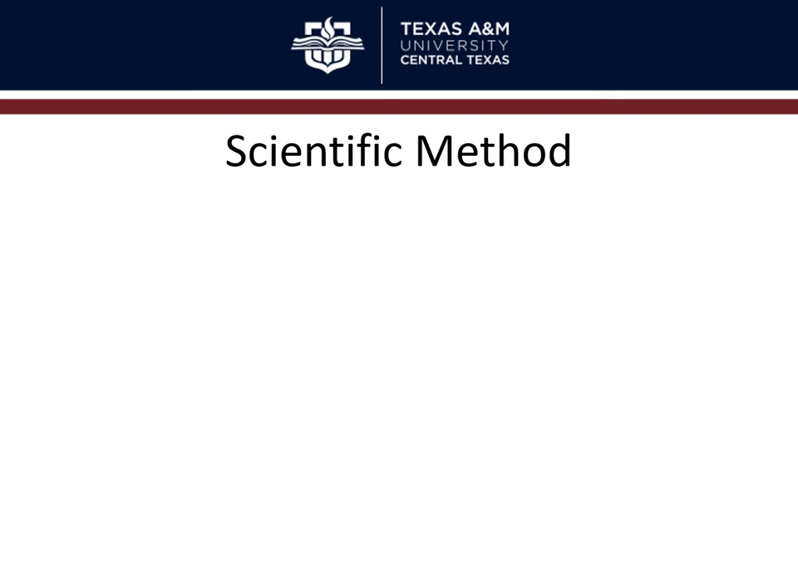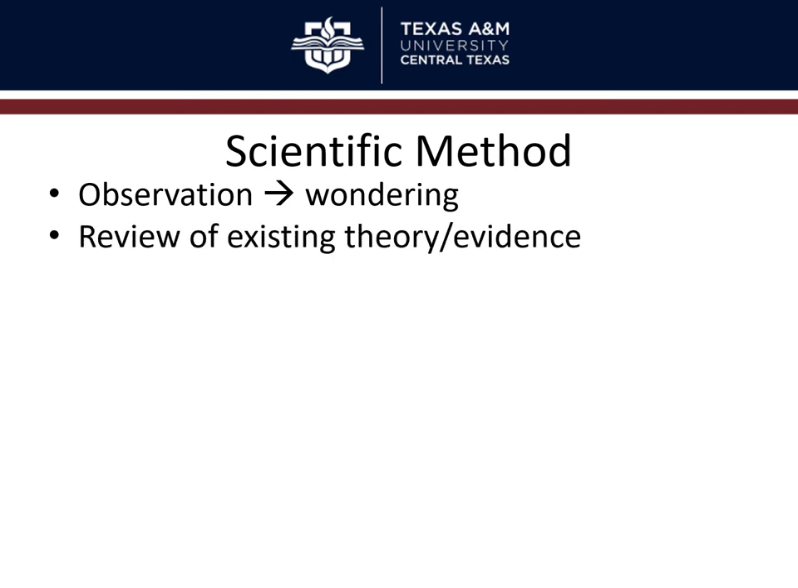Overview of the scientific method. It starts off with observation, typically. Just wondering, huh, are these things related? What might be the cause of this? Which people do this more than other people? And then from there, you don't just go, oh, let's design a study. To be really part of the scientific community, the next step is to review existing theory and evidence, because science should be cumulative.